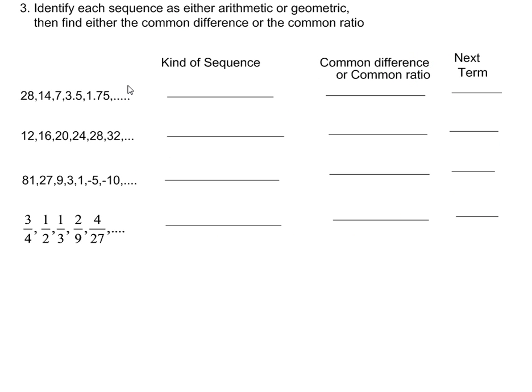Can you identify each of these sequences as either arithmetic or geometric, and then find either the common difference or the common ratio? And one other thing I want you to do is, could you actually add the next term? Why don't you pause, go ahead and do that, and then come back.